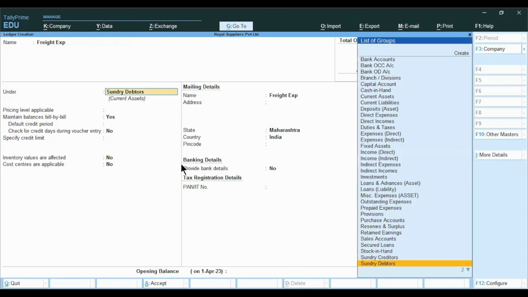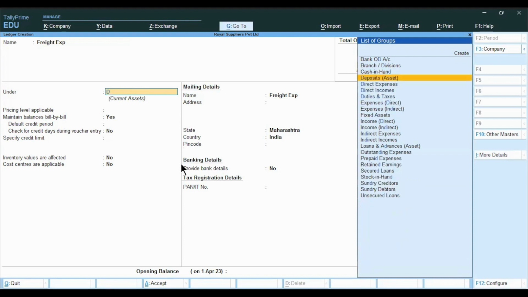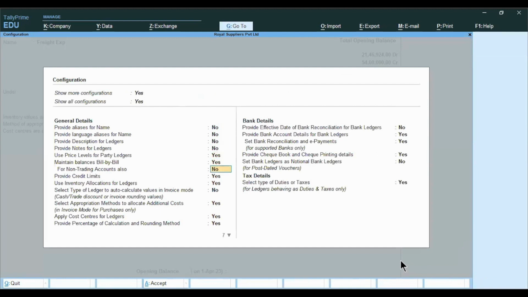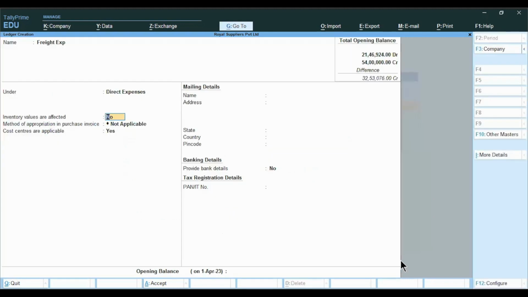Why is it a direct expense? Because we are spending them at the time of purchasing the raw materials or products that we are using for trading purpose. So all these will go to the trading part, trading account. So these are the direct expenses, and here we will enable the question with F12. The question that needs to be enabled is select appropriation method to allocate additional cost in invoice mode for purchase only. So enable this question, press yes, Control A.